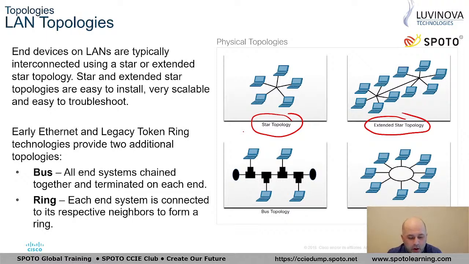In a bus topology, all end systems are chained together and terminate at each end. But there is a gap here. If we break the line or the cable, the entire network goes down. Here it's the same: if we break the cable, the entire network goes down.